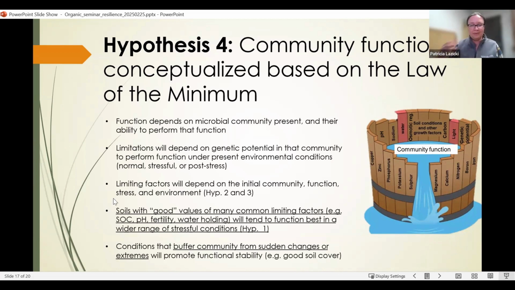But then there are commonly limiting factors, things that most microbes need, and a lot of them have similar needs. So soils with good values of many of these common limiting factors, things like soil organic carbon, pH, fertility, good water holding properties, and aeration, will tend to function best under a wider range of stressful conditions. And then one step up, are we considering this soil as part of a broader system? Conditions that buffer the community from sudden changes or extremes will promote stability, things like good soil cover that aren't necessarily part of the soil.